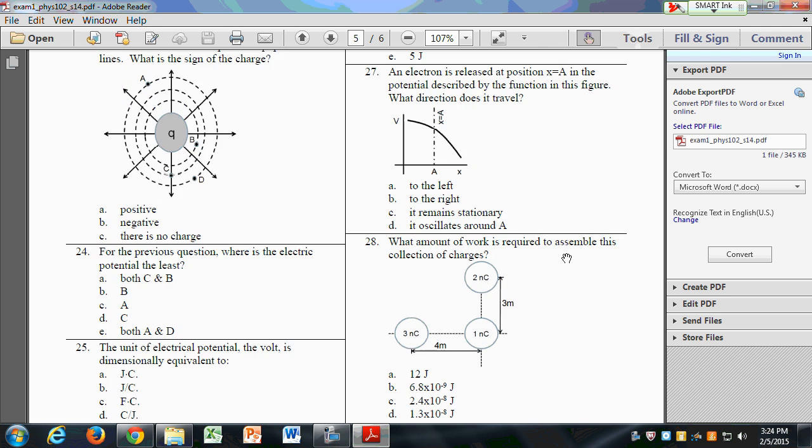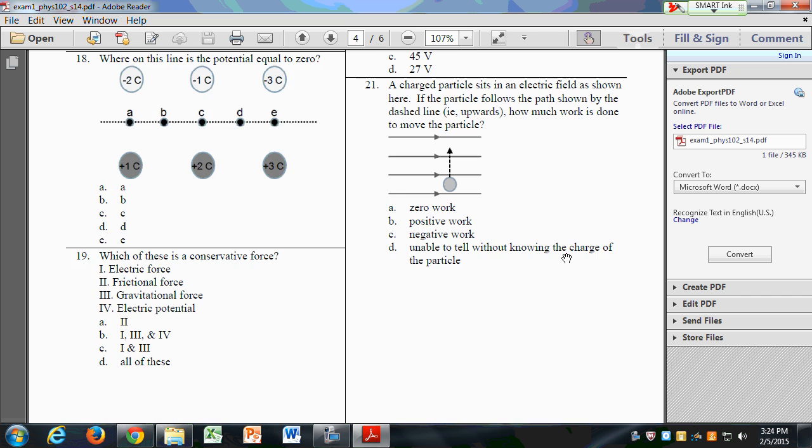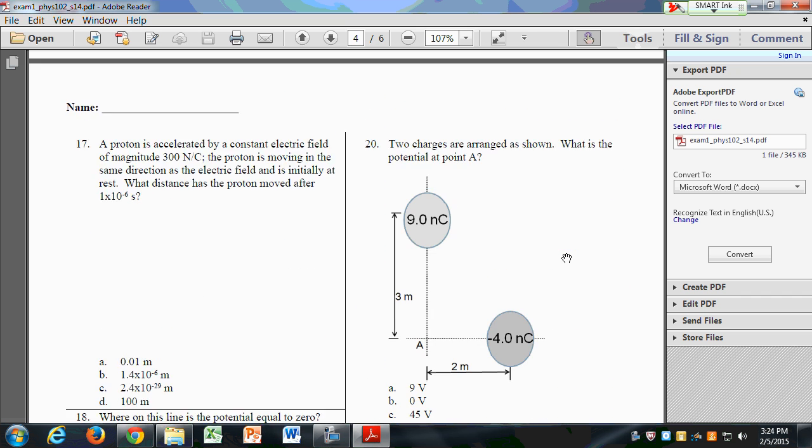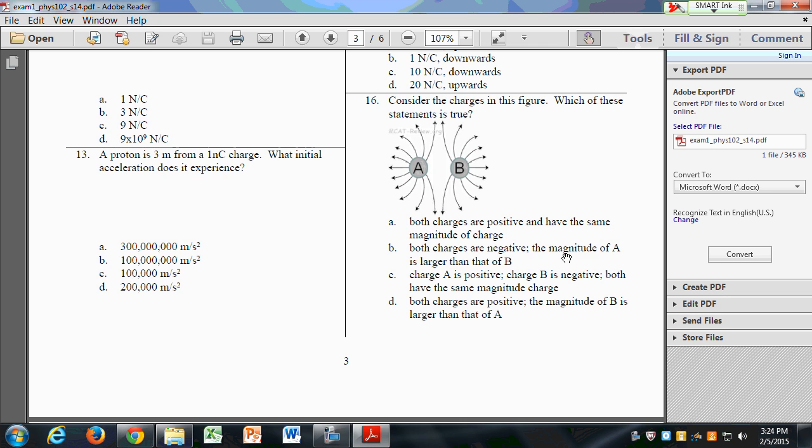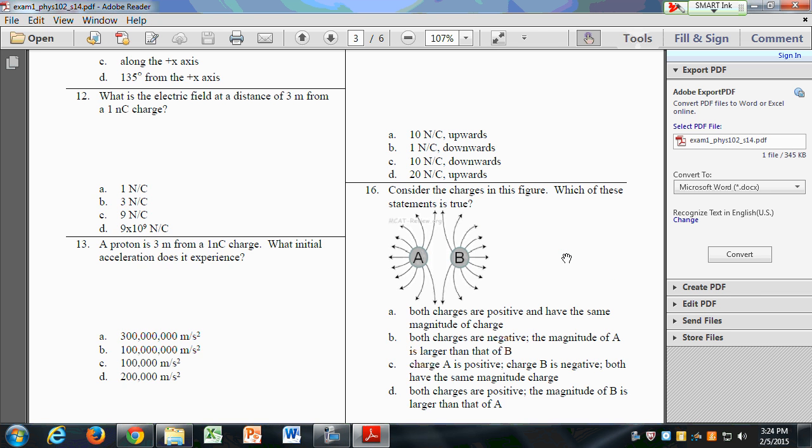All right, let's look at some field stuff too. Those potential. That's probably the hardest part. Like I find potential very difficult.